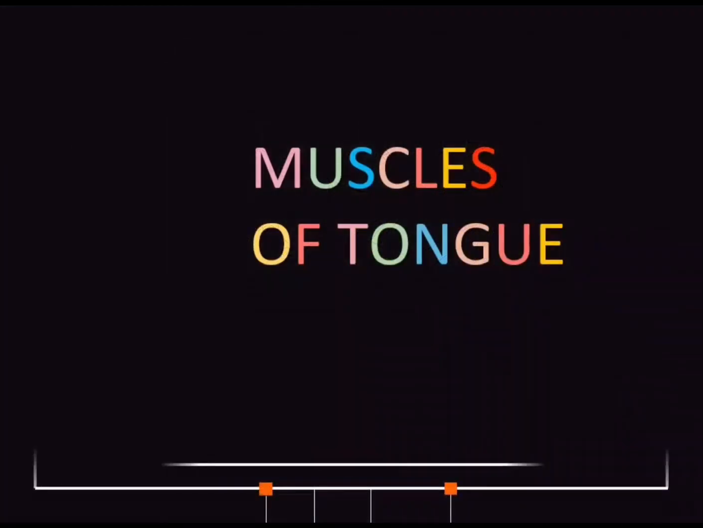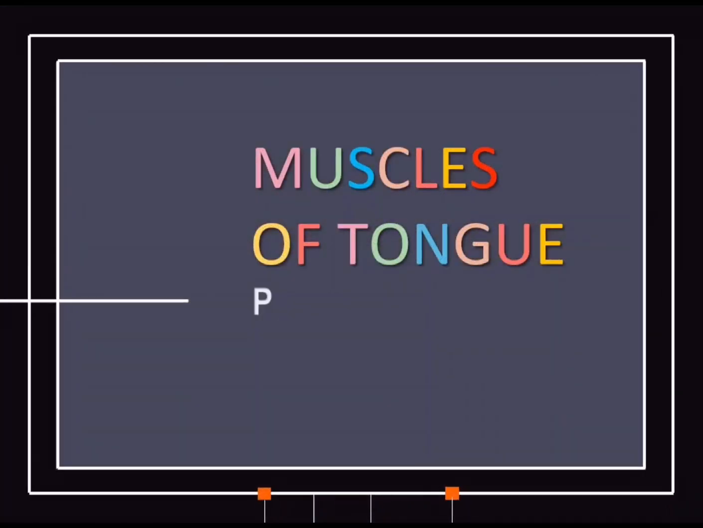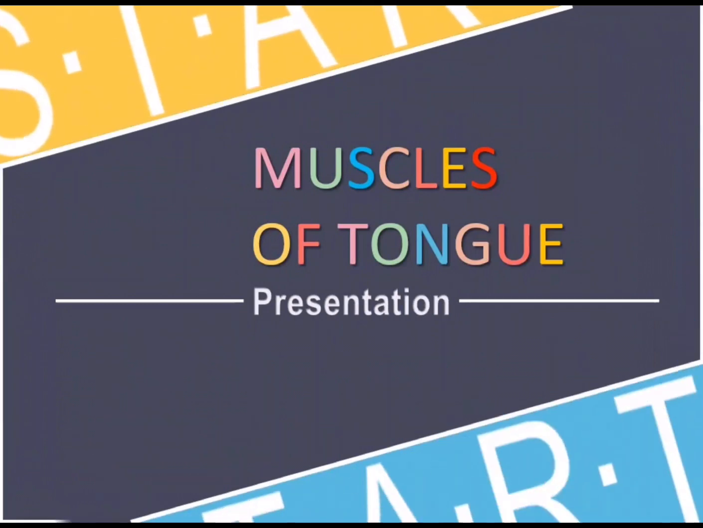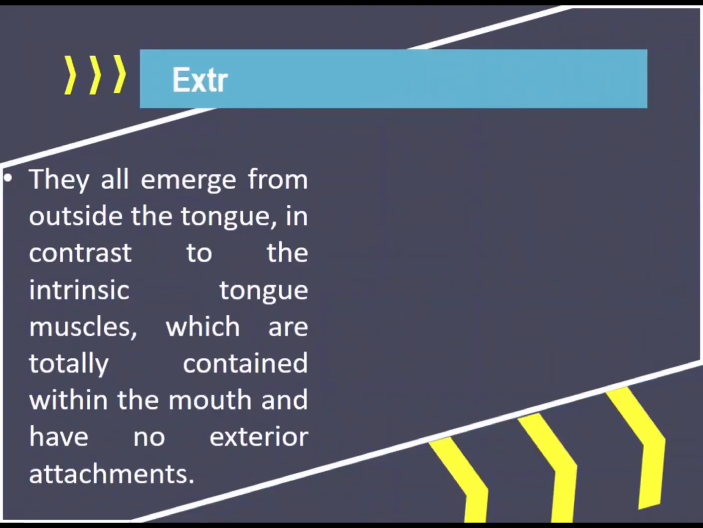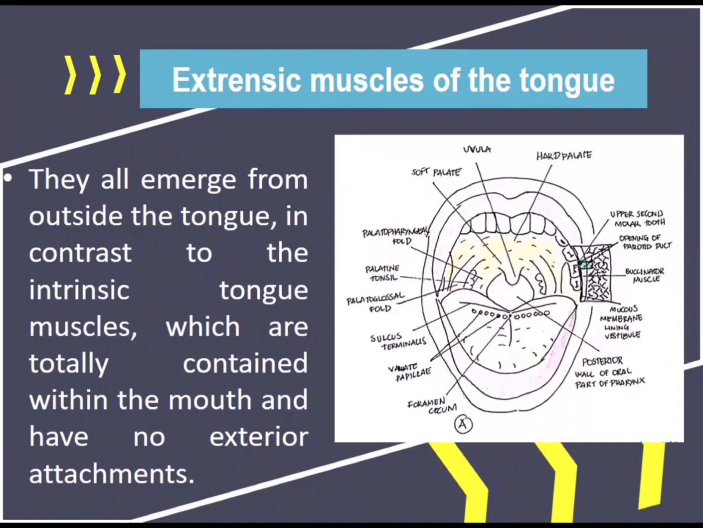Extrinsic muscles of the tongue. By the way, what are the extrinsic muscles of the tongue? They are a group of 4 tongue muscles. They all originate from outside the tongue, in contrast to the intrinsic tongue muscles, which are totally contained within the tongue and have no exterior attachments.